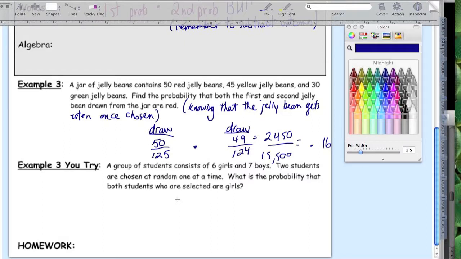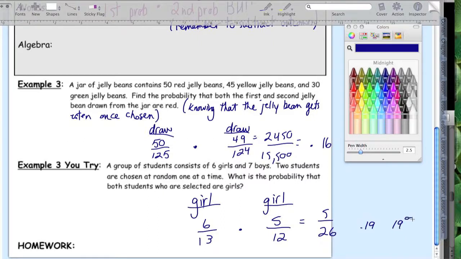Okay, so we're picking a girl for the first try, for the first one, and we're hoping to get a girl for the second one. Probability of getting a girl in the first one, there's 6 girls out of 13 people. And the probability of getting a girl in the second one, now there's not 6 girls left up there anymore, there's only 5, and there's only 12 total students standing up there together. So it's going to be 6 13ths times 5 12ths. We're going to multiply that together, simplify, and we're going to get 5 over 26, which is about 0.19 or 19%. Okay? All right.